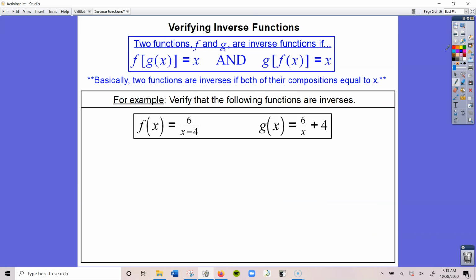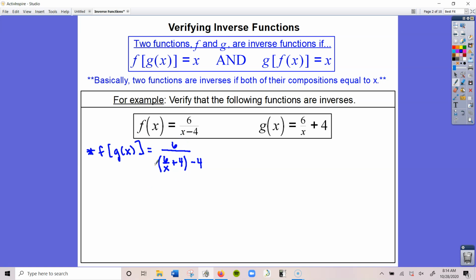Now remember that the definition of the inverse is that the compositions f of g and g of f both equal x. So we're going to prove that these two functions are indeed inverses by finding their compositions. First we would do f of g of x. We take f and copy it down, and where I have the x, I put parentheses, and in there I copy g. So 6 over x plus 4.